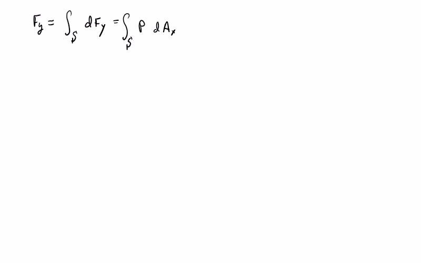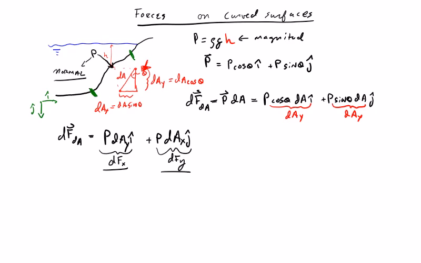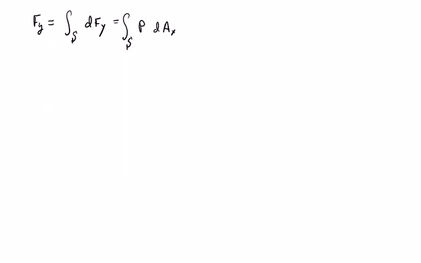Remembering from before, if we go back to our original picture, here we have dAx right here. It's that horizontal area projection, and dAy is the vertical area projection. So here we have P dAx, and we could rewrite this again as the integral over my surface of P, which is really rho g h, times dAx.